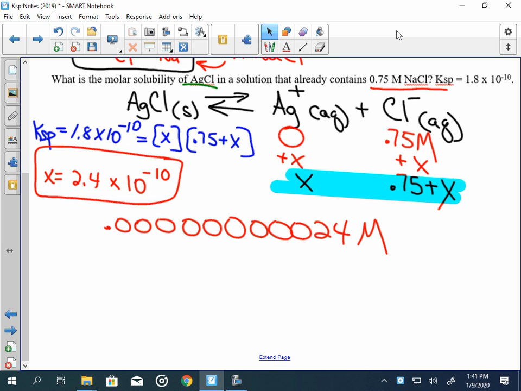Reminder, this is the maximum molarity that can exist when we try to dissolve AgCl into a 0.75 molar sodium chloride solution. For all practical purposes, we would say that won't dissolve. You might need a swimming pool to get a small amount to dissolve, but that is the maximum molarity of AgCl that will dissolve. Easy enough.